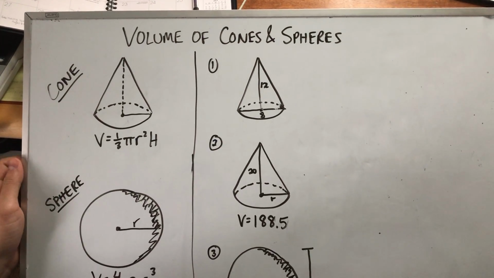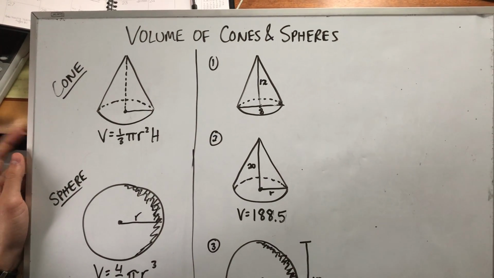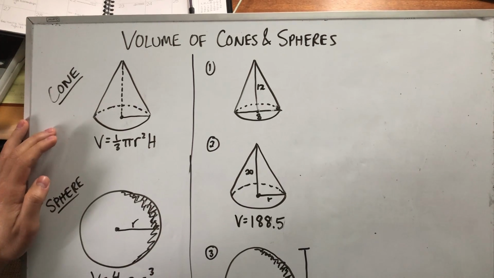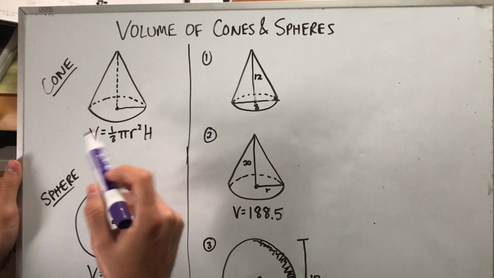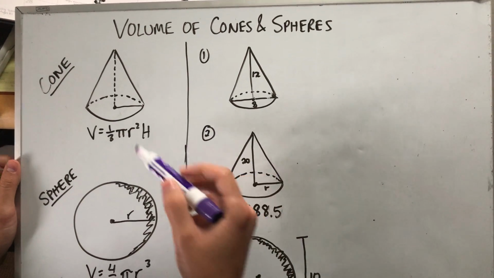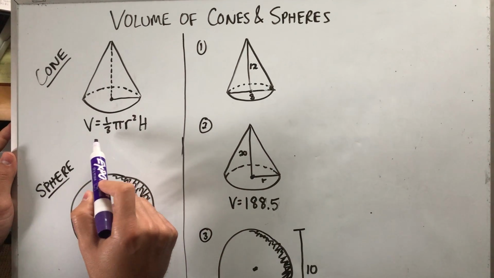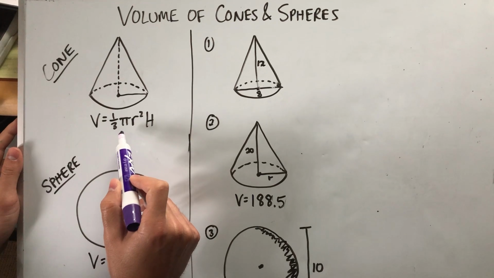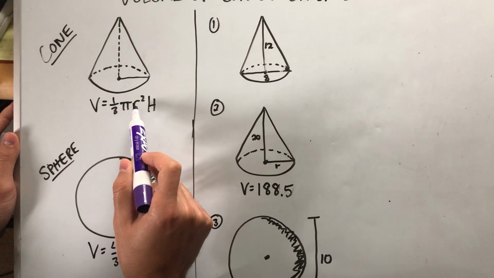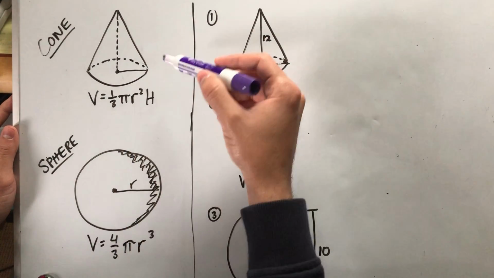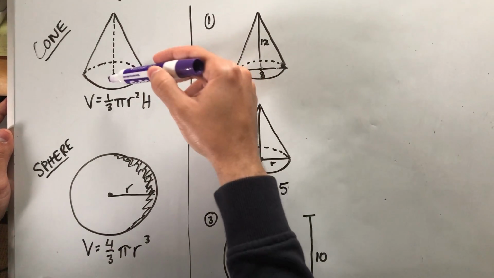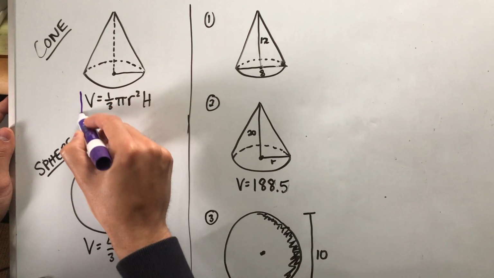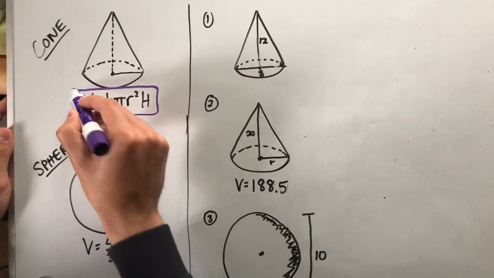Alright guys, for this video we are going to be working with volume of cones and volume of spheres only. As you can look over here on the left side, these are the two formulas for a cone. The volume for a cone is 1/3 times pi times radius squared times the height of the cone. So radius is the radius of the circle on the bottom. Height is the height of the cone. So this is the volume for a cone.